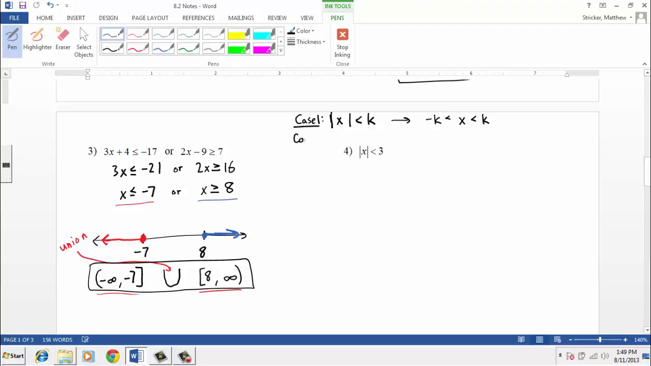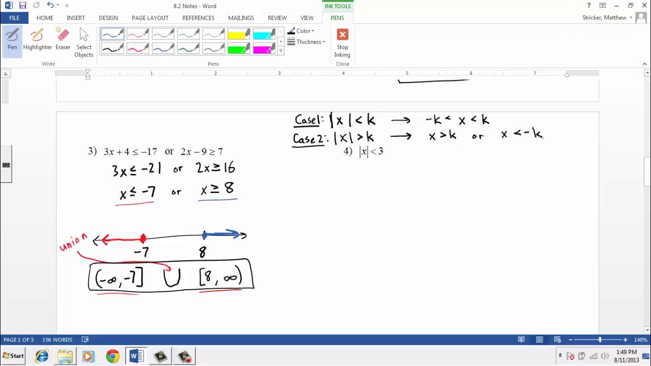Second case we're going to talk about is what happens if the absolute value of x is greater than k. I'm going to suggest to you that this means that x is greater than k, or x is less than negative k.